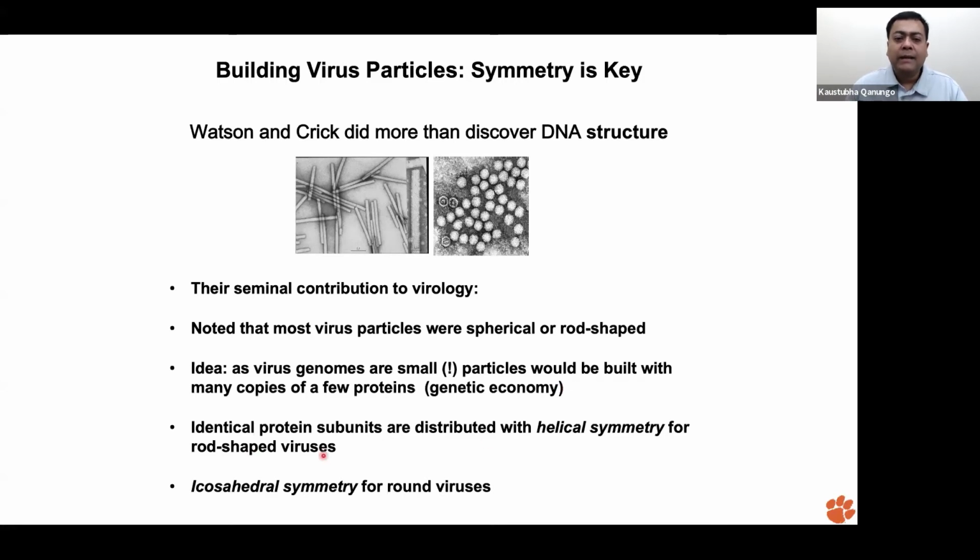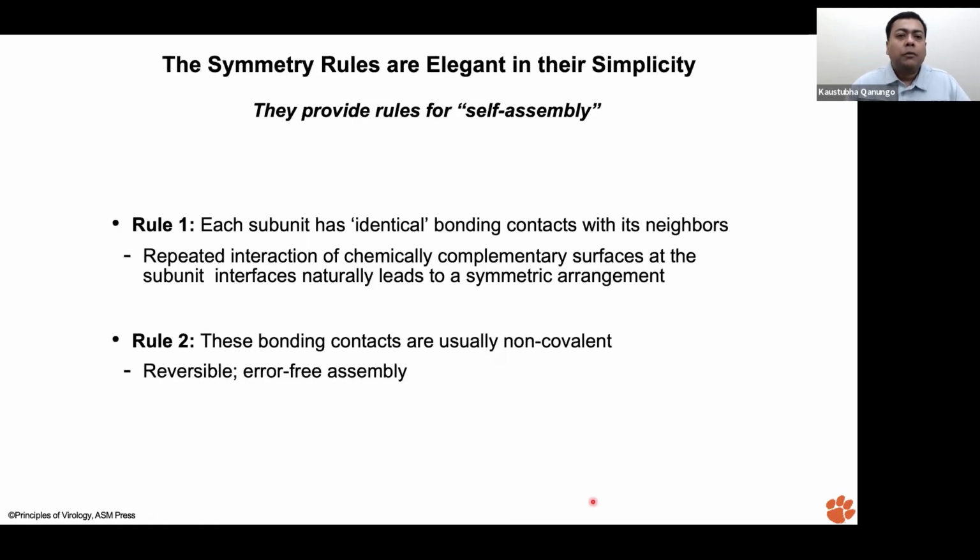Identical protein subunits are distributed with helical symmetry for rod-shaped viruses and icosahedral symmetry for the round viruses. So why are these symmetries needed? This is due to this genetic economy. So this is the main concept. These symmetry rules are elegant for their simplicity, and they provide the rules of viral self-assembly.